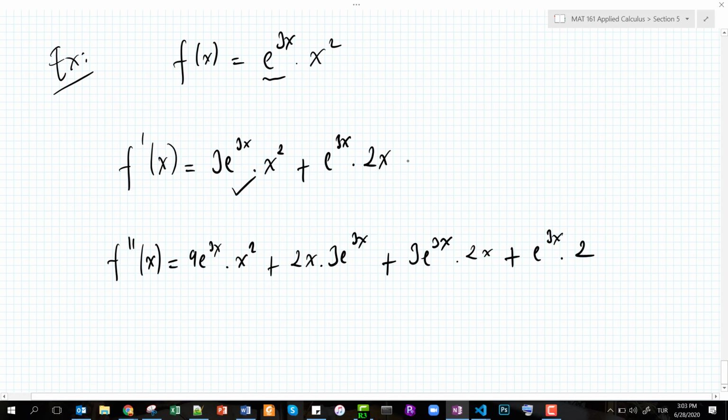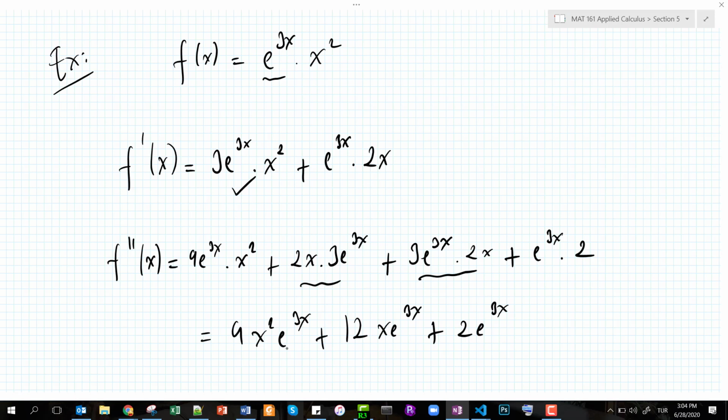Of course, you can arrange all these terms. Since you have a lot of the same type of common terms here, you can combine this one, 12x e to the 3x, and plus 2 times e to the 3x, and then plus what I have as a first term, 9x squared e to the 3x. As you see, if you try to take the third derivative, it's going to be more messy. So it is not a good thing to apply the higher derivatives unless you need it.